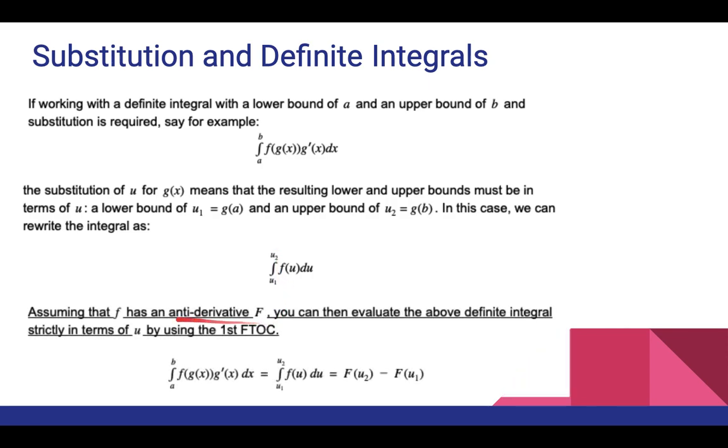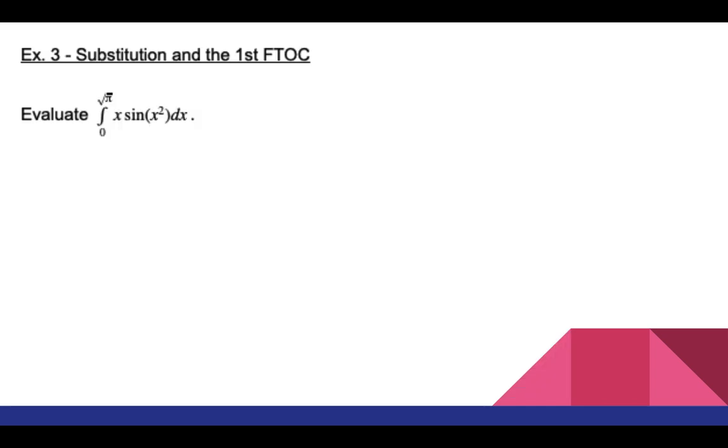And then assuming again that f has a known antiderivative, you can evaluate the above definite integral strictly in terms of u by using the first fundamental theorem of calculus. So by the first fundamental theorem of calculus, the definite integral from u1 to u2 of f of u du will be equal to the antiderivative evaluated at u2 minus the antiderivative evaluated at u1. Again, this seems quite esoteric in theory, but in practice, it can become second nature with enough practice and exposure. So let's take a look at an example here real quick.